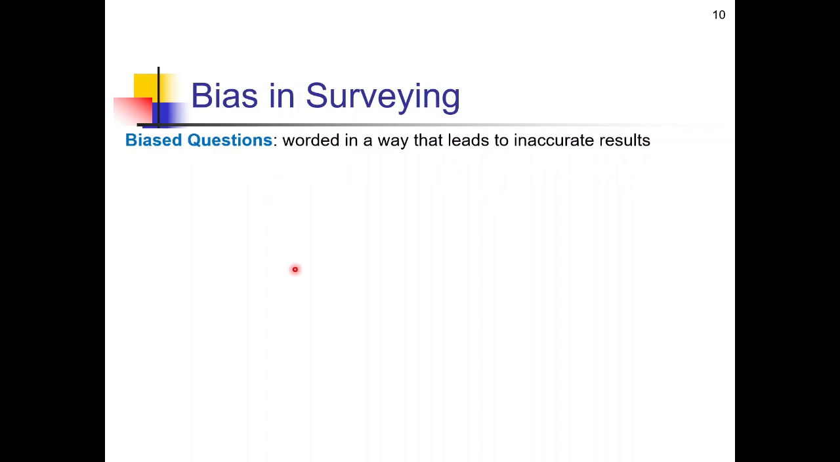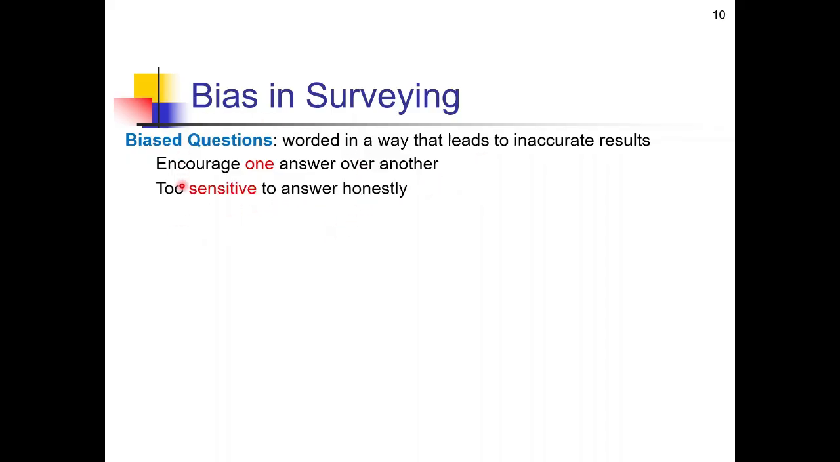So there's a few different types of questions that can lead to this sort of thing. One of those is questions that encourage one answer over another. They're worded in such a way that somebody feels like they're expected to answer a certain way. Another thing that can happen is if we have questions that are too sensitive to answer honestly. A good example of this is if we ask people about how many hours they spend gaming, or whether they do some kind of drug or something like that. I mean, there's some questions that have actual legal consequences if you answer a certain way and it's not a completely anonymous survey. So you might not get accurate information if you ask that kind of question.